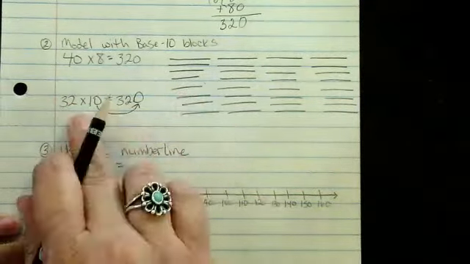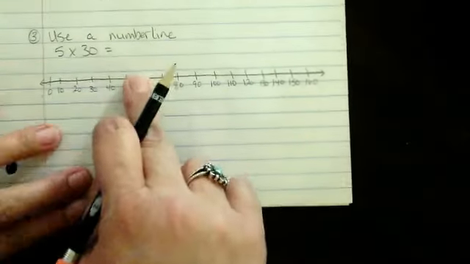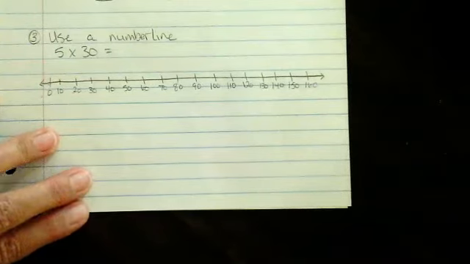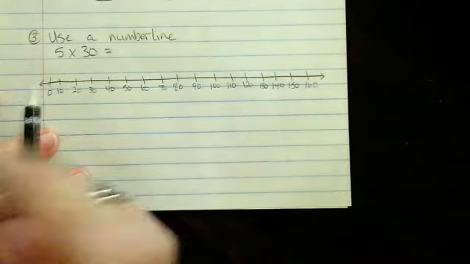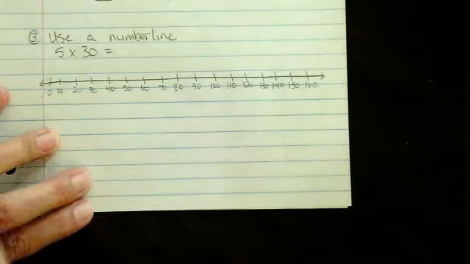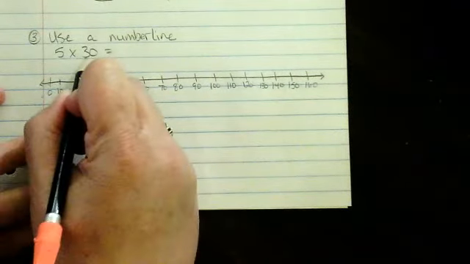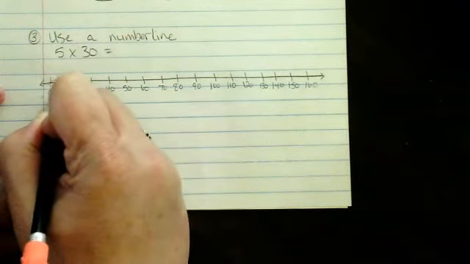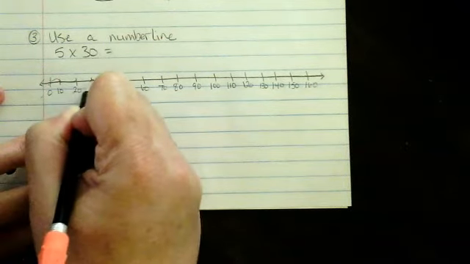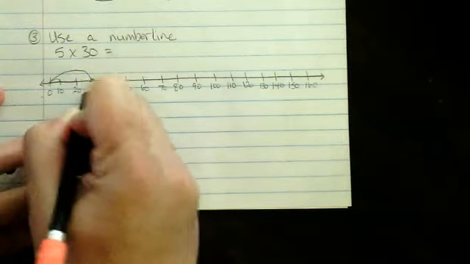Okay, our third strategy, so this is base 10 blocks models. You just count them up and multiply by 10. On this one, using a number line, we did this as well. I need to do 5 groups of 30 on a number line. So I need to count to 30. So 10, 20, 30. Here's my first group.